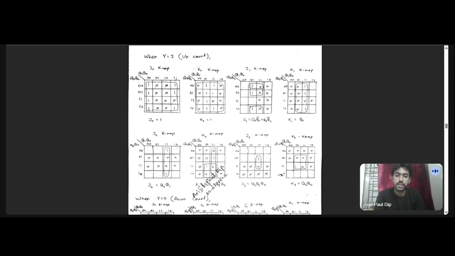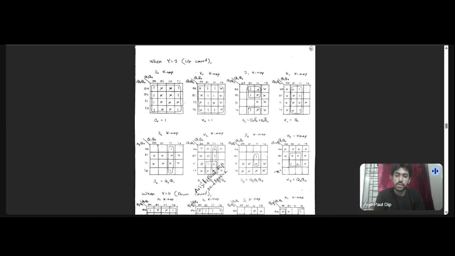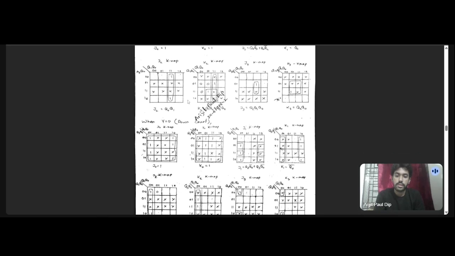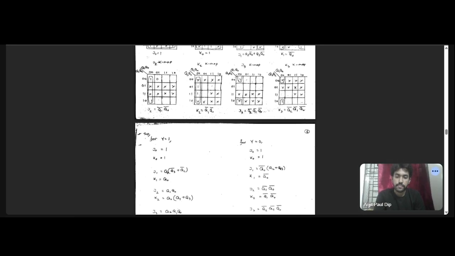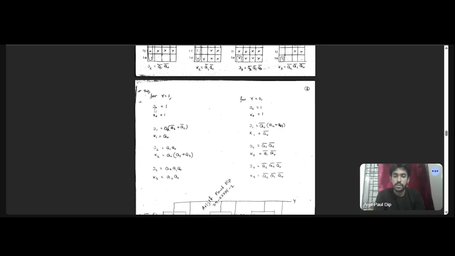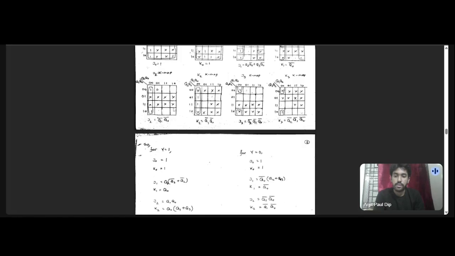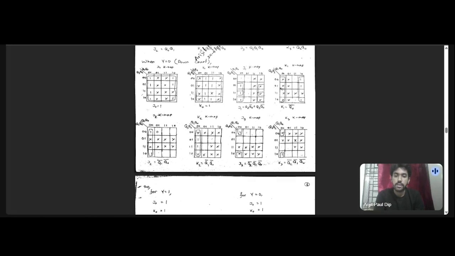Then we drew 16 K-maps, 8 for the up count, and the rest 8 for down counts. So 8 and 8 makes 16. Then we got the Boolean equations for the 4 JK flip-flops, but here we can see for y equals 1 we have one equation for J0, and for y equals 0 we have another equation for J0.